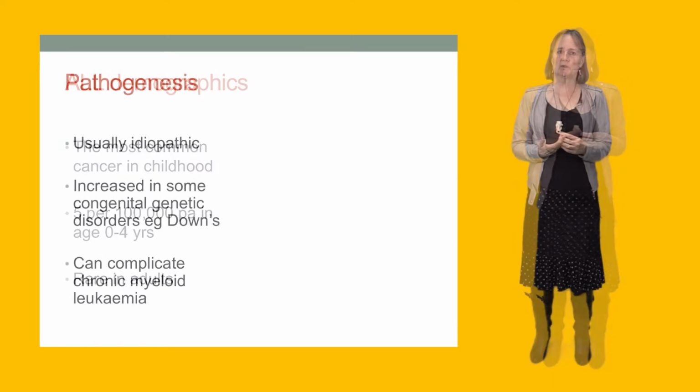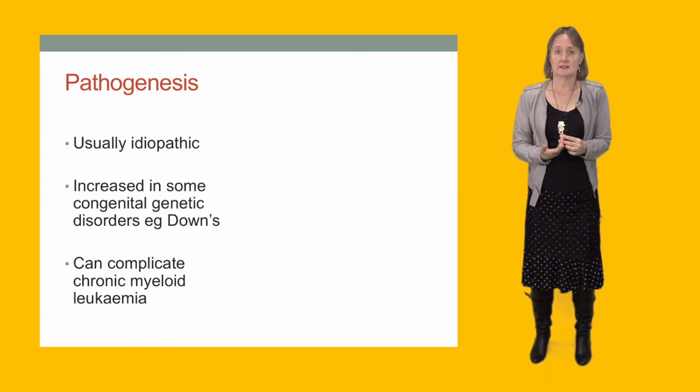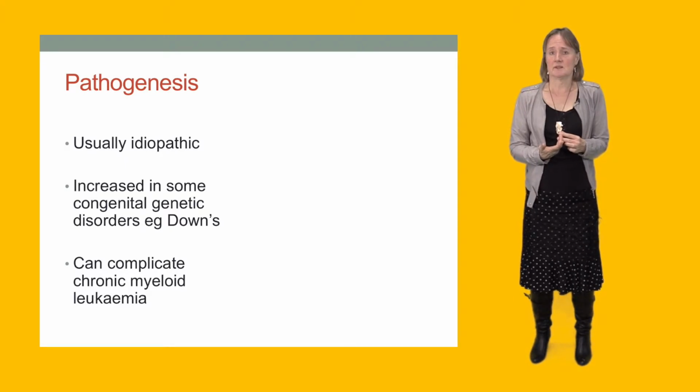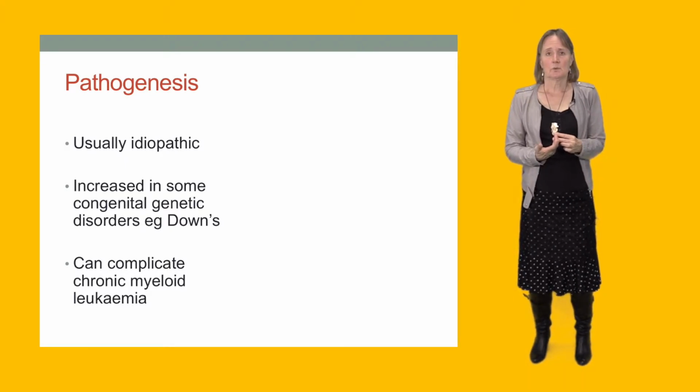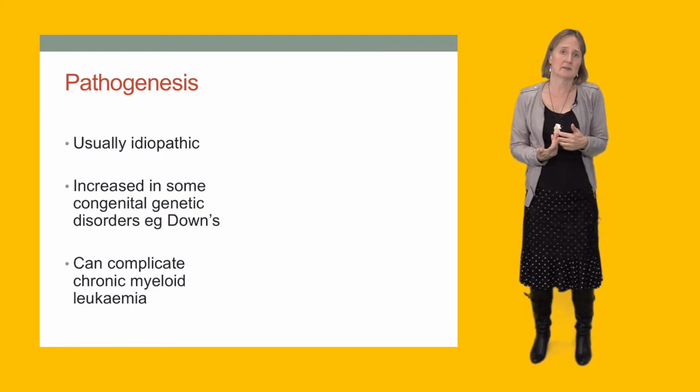What causes acute lymphoblastic leukemia? And the bottom line really is that we don't know. After much study, it isn't very clear. We do know a couple of things. We know that it is increased in incidence in some congenital genetic disorders, and Down syndrome is one of those.